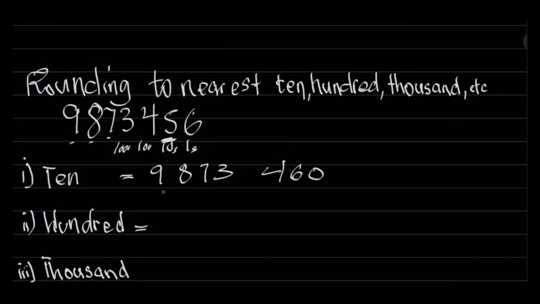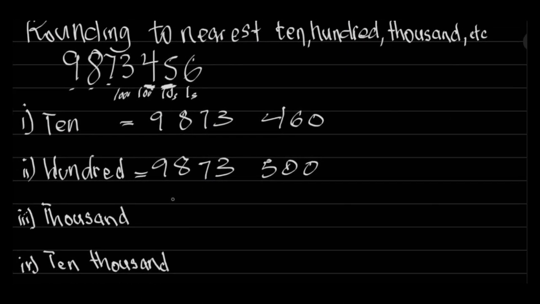Now round it to the nearest 100. What is the hundreds place? That is 4. With 4, it will increase because we have 5 after it. So that will be 9,873,500, since 4 is increasing. So all numbers after it must be turned to 0.